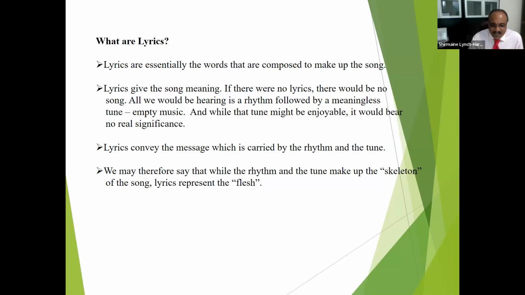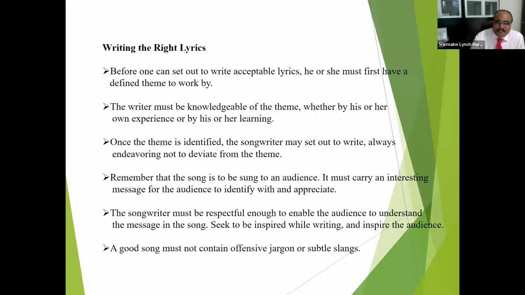meaning, right? So the lyrics here are important because, like I say here, in the last point, it says, we may therefore say that while the rhythm and the tune make the skeleton of the song, the lyrics represent what? The flesh, right? So now you put the flesh on the skeleton to make the body of the song, all right? It's important. And the lyrics can be the message which is carried through the rhythm and the tune, all right?